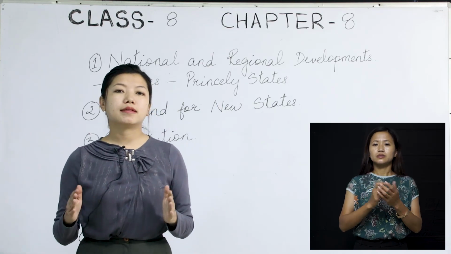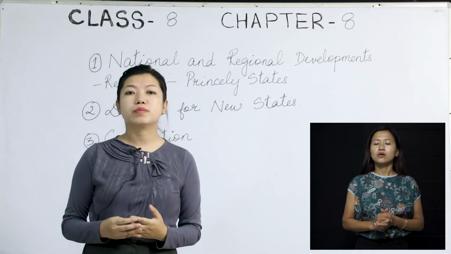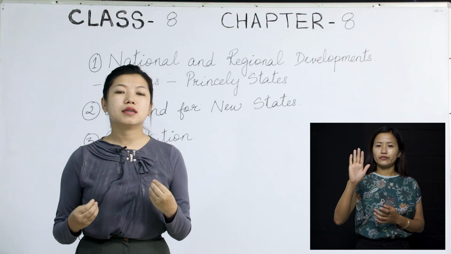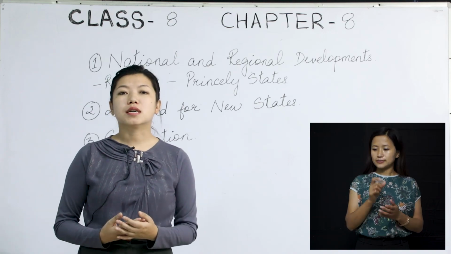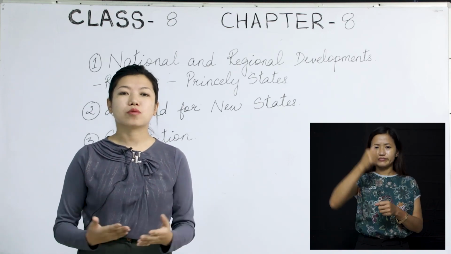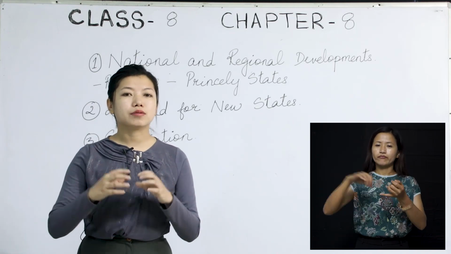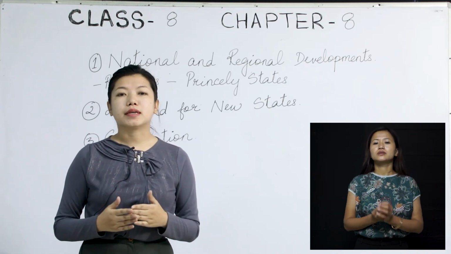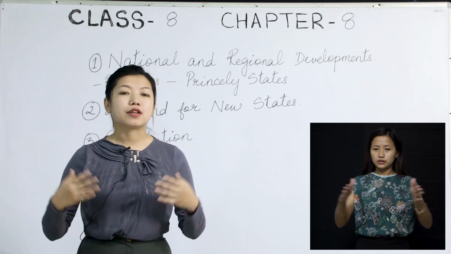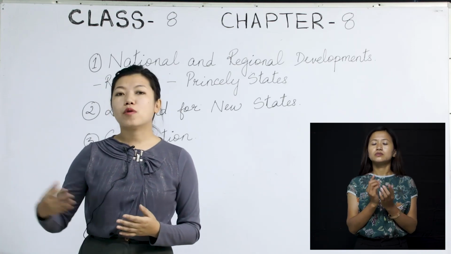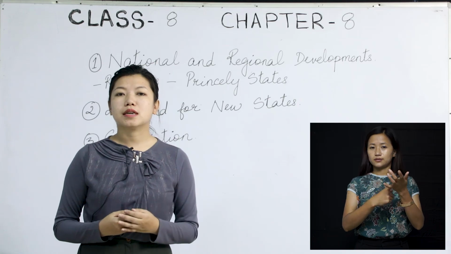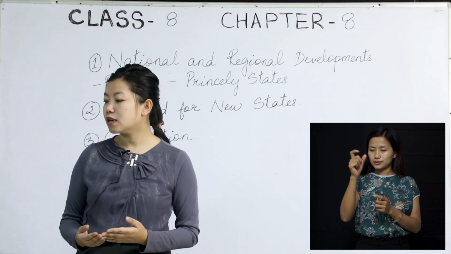As I said, there were over 500 princely states, so the Indian government could not give separate states to all these 500 small states. So what they did, they combined them together, and then only they divided them into states and union territories. Now of all these princely states, one was Junagadh.